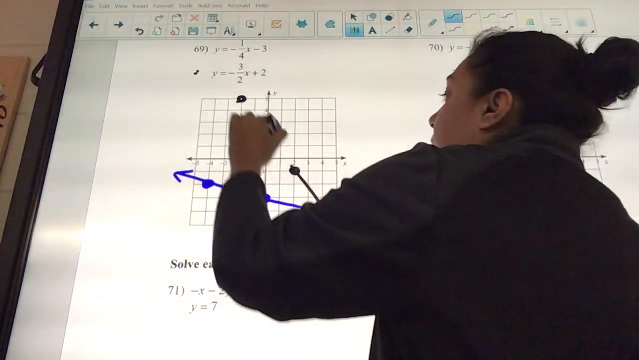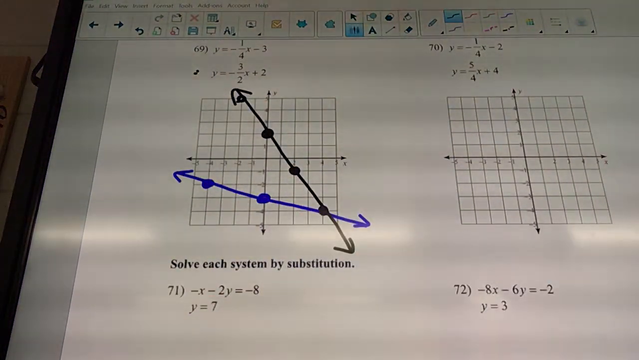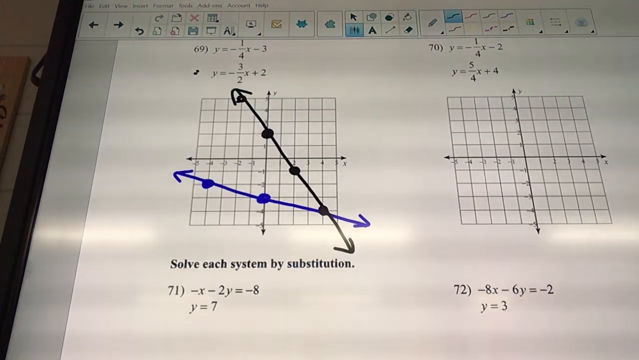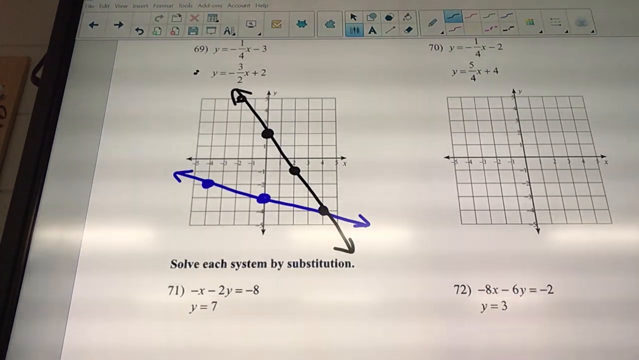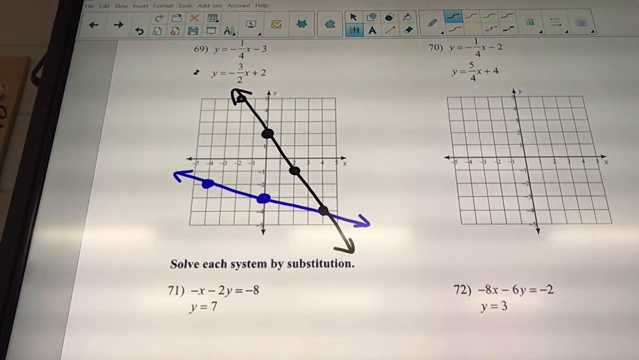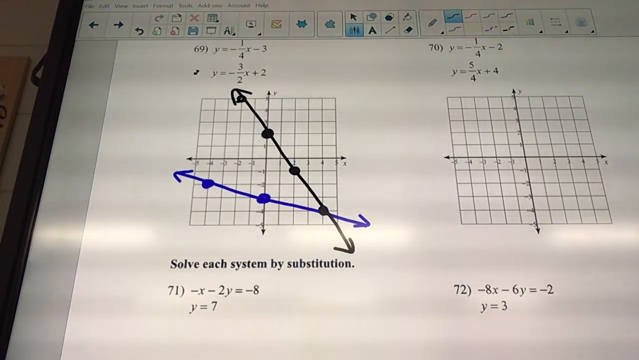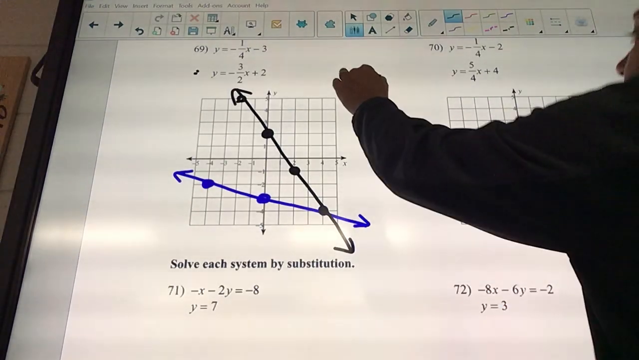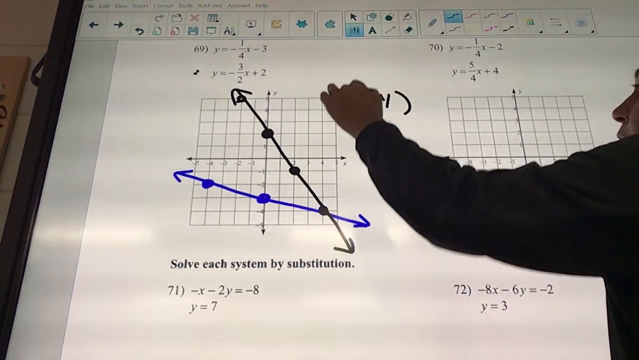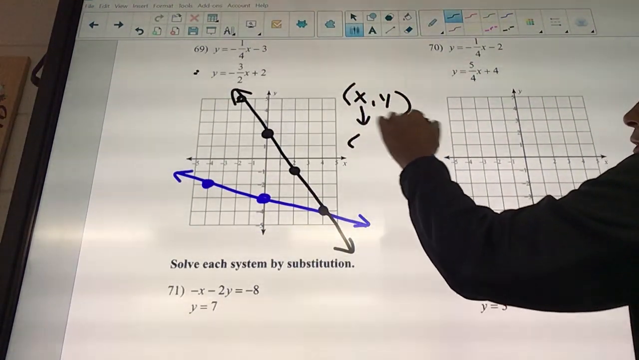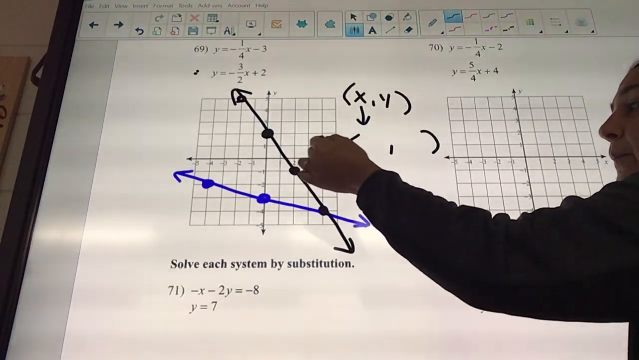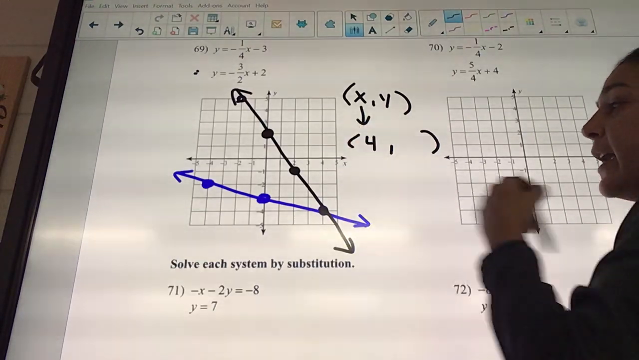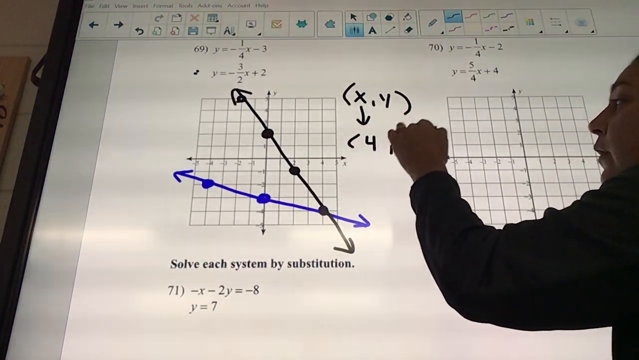Okay, and we want that intersection point. What is that intersection point called? What's the coordinate there? Okay, and we go x comma y. What is it x-wise? Well, here's my x line, so what is it at? 4. At 4. What is the y at? Negative 4. Negative 4.